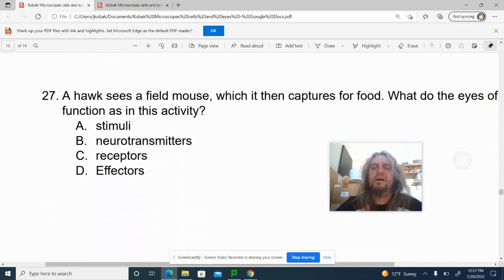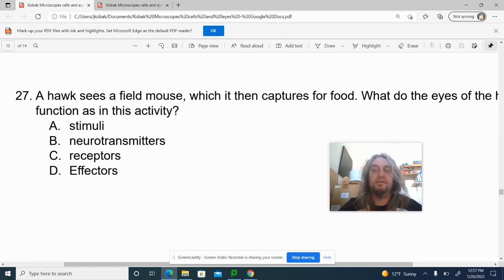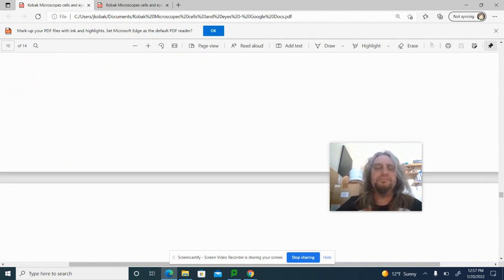Question 27. A hawk sees a field mouse, which it captures for food. What do the eyes of the hawk function as in this activity? Let me read those answer choices again because I feel like I stumbled through them. A. Stimuli. B. Neurotransmitters. C. Receptors. D. Effectors.